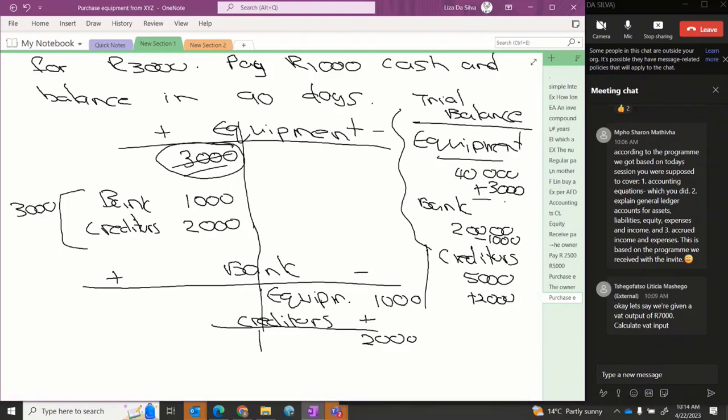Can you see that if they give you these kind of adjustments, you just have to go back to your T accounts and see what you have to debit and what you have to credit so that you can change your balances. Any questions? Okay.